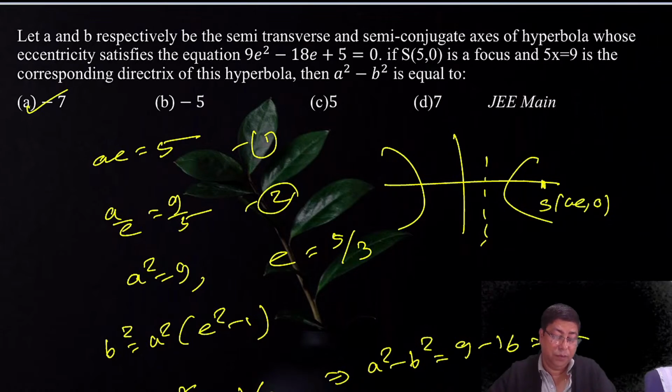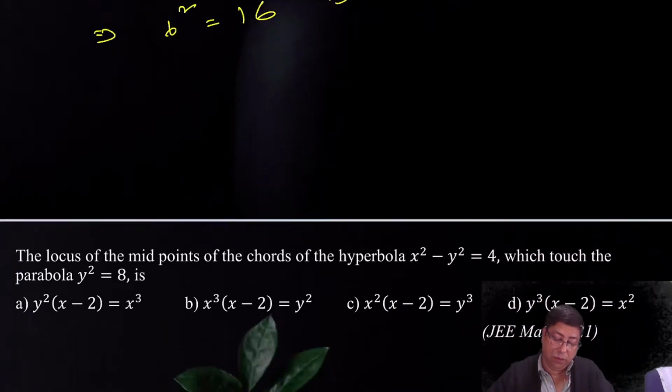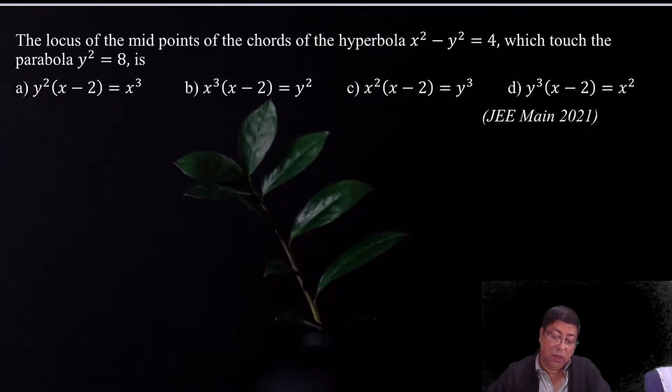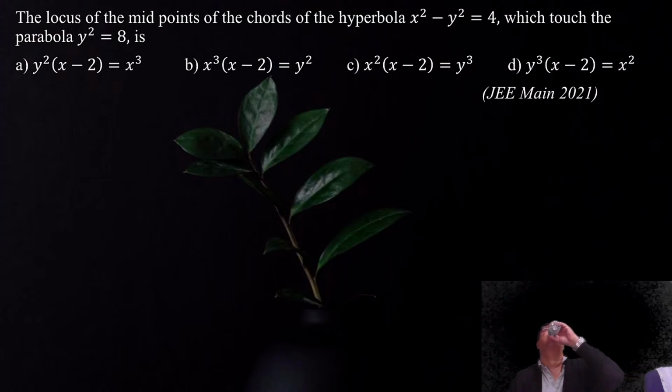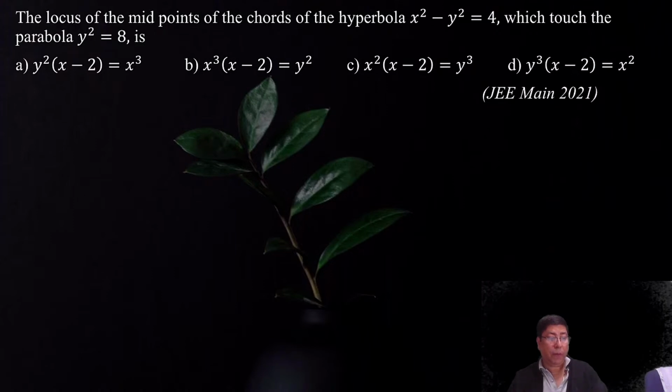Let us go to the next one. The locus of the midpoint of the chord. In this way, everybody will cover the conic section, and next time we will do calculus in a long class. Our next target should be calculus. In this way, we'll cover one part in one class at a time.